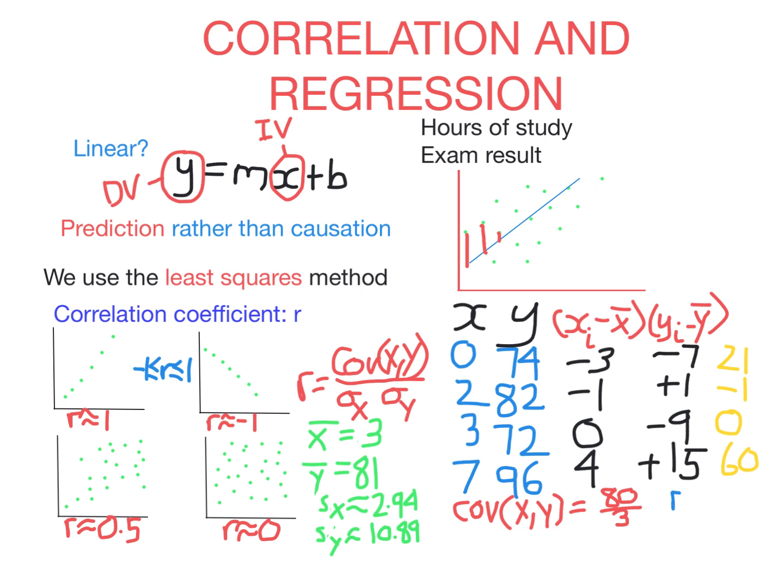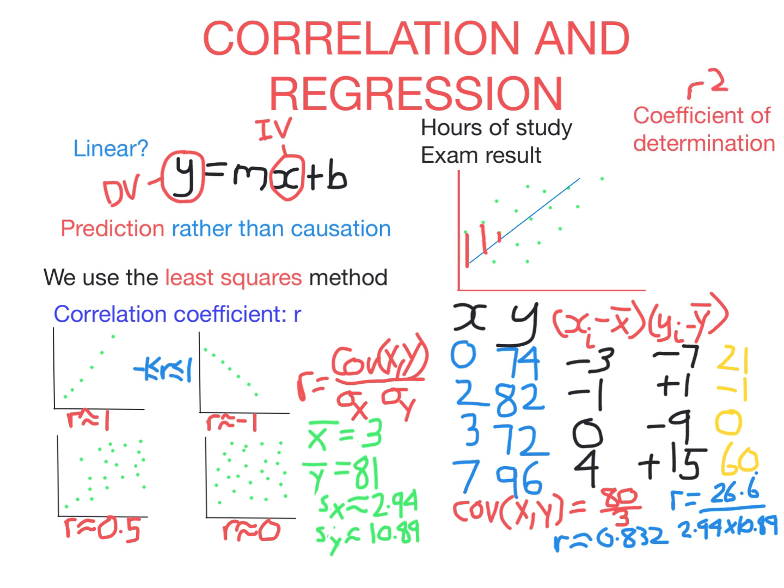So to find R, we take our covariance, so 80 divided by 3 is 26.6 recurring, and we divide it by the product of the standard deviations. I calculated these earlier. So putting that on our calculator, we get that R is about 0.832. Remember that R can only be between -1 and 1, so that one's kind of strong.